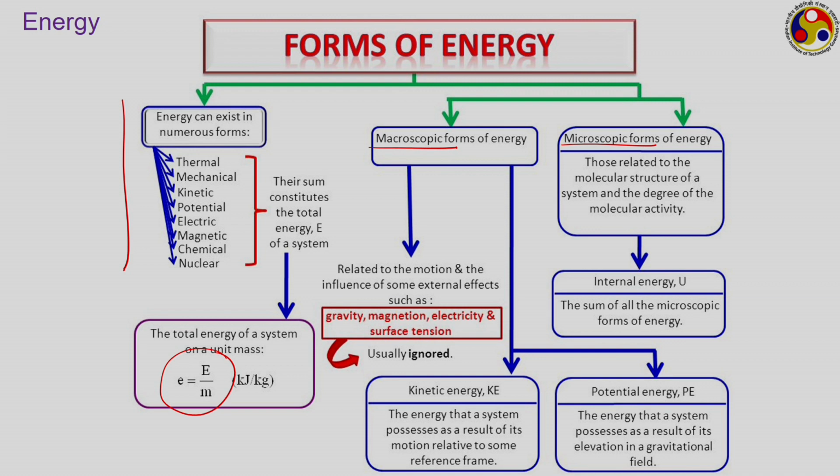Generally in analysis of thermodynamics they are ignored, only in certain special cases they may appear. But these macroscopic forms are associated with the presence of some external influencing field, gravity being the most common one. Another type of macroscopic form of energy is the kinetic and potential energies, which are again associated with the choice of some external length scale or external reference system. Like kinetic energy is measured in terms of the velocity of the system with respect to some external reference frame.